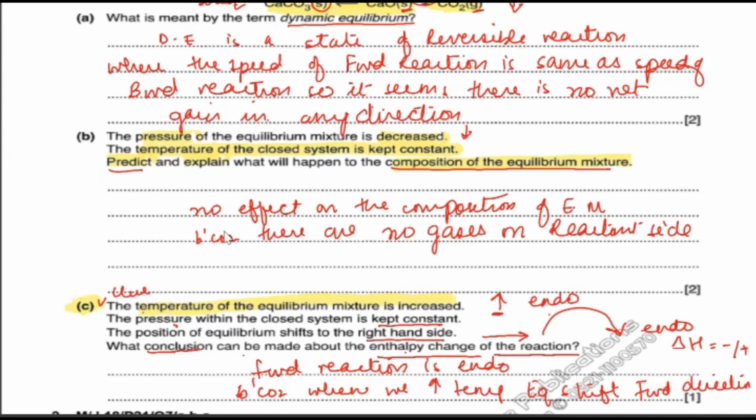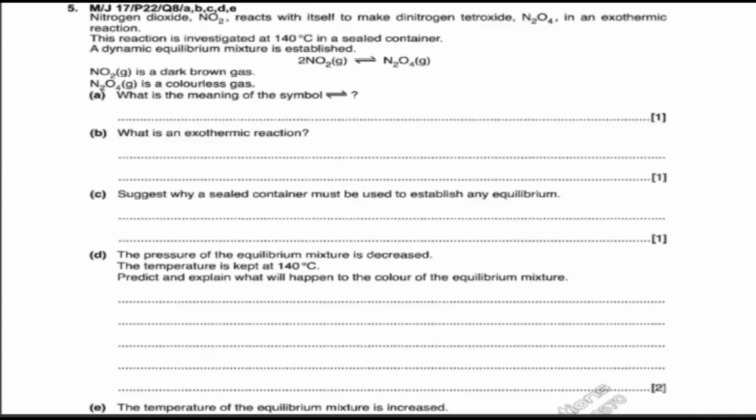Okay, good. We have a question that says nitrogen dioxide, NO2, reacts with itself to make dinitrogen tetroxide. It's an exothermic reaction. They have not mentioned anything with the equation, but the statement is saying that the forward reaction is exothermic. If the forward is exothermic, automatically the backward is going to be endothermic. So this is what the statement is telling us.